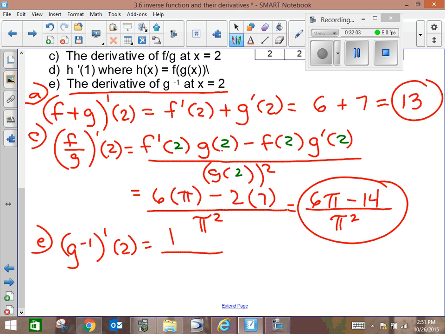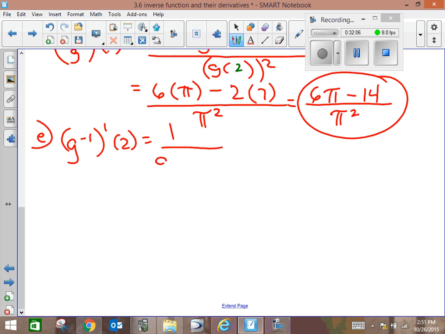1 over g prime of what's the rest of it? g inverse of 2. That's your formula that you're supposed to know, or that you can figure out if you don't.